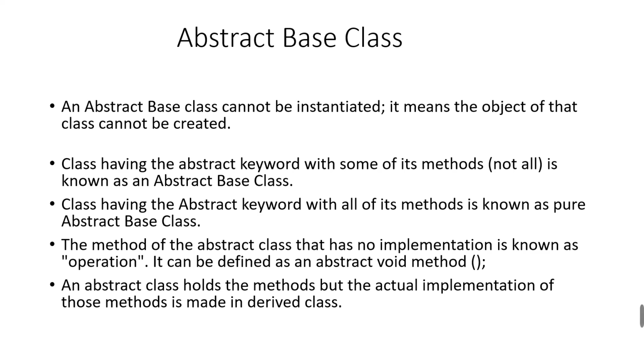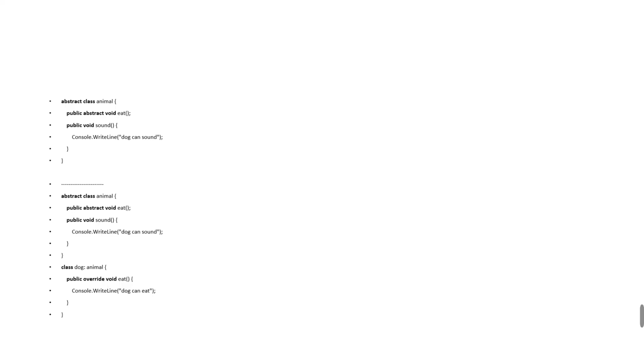An abstract class holds the methods, but the actual implementation of those methods is made in the derived class. So as we have said, an abstract base class always acts as a base class. We can't write the actual code here. It serves as a base class, and if we are implementing this base class, then we have the actual implementation in the derived class of that base class.